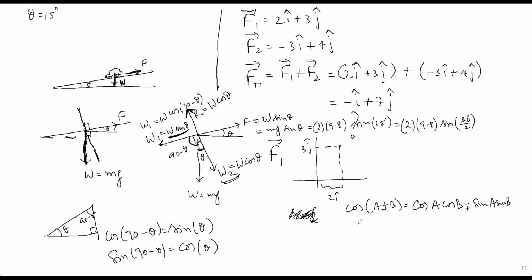Okay, so what I'm going to do is take the positive one. I put A equal to B. In that case, I will get cos 2A equal to cos squared A minus sine squared A. You're okay with that? So cos squared A can be written as 1 minus sine squared A.